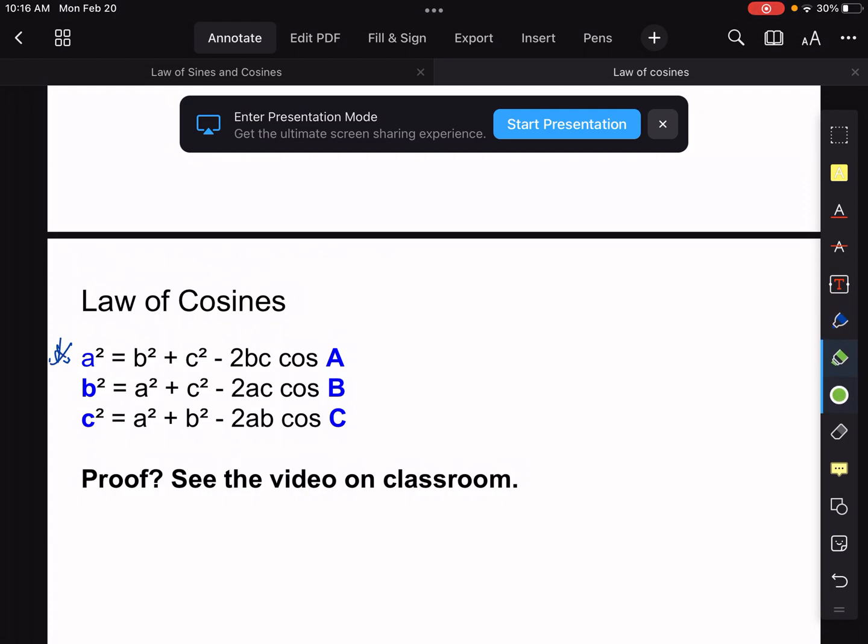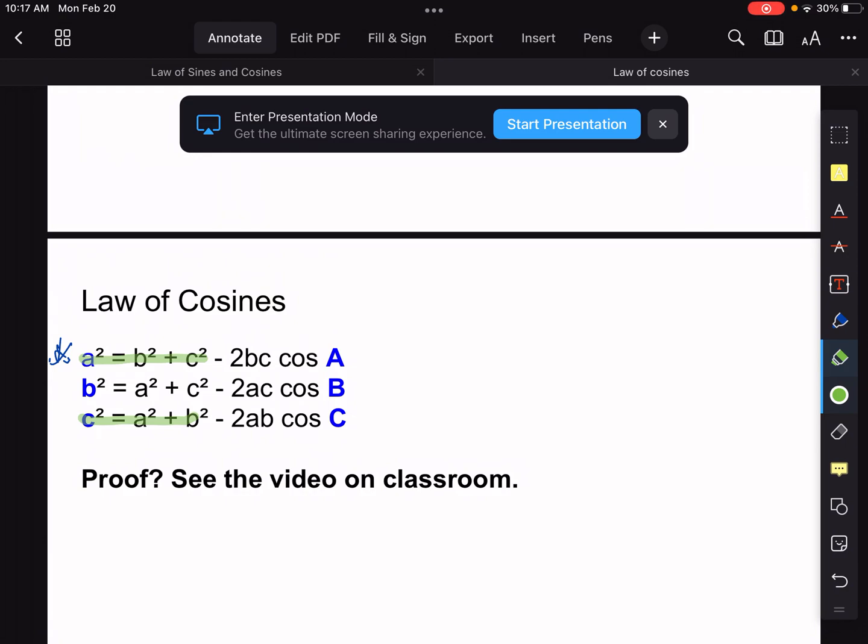And on the first one, notice how it starts. A squared equals B squared plus C squared. That should look somewhat familiar. You're probably more familiar with the third version of this, where A squared plus B squared equals C squared. Yes, that is just the Pythagorean theorem, so we've studied that in depth. That's how all of these start.